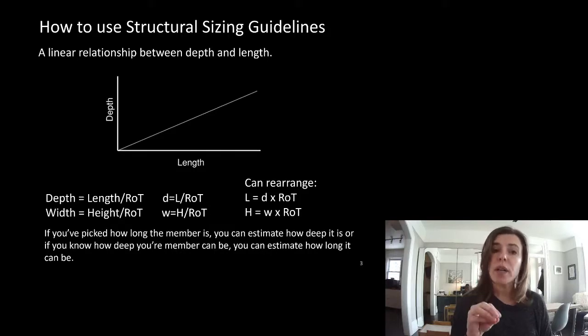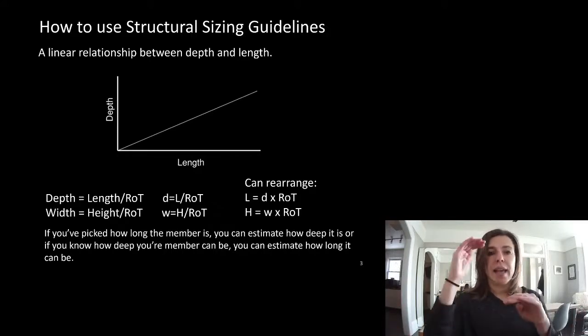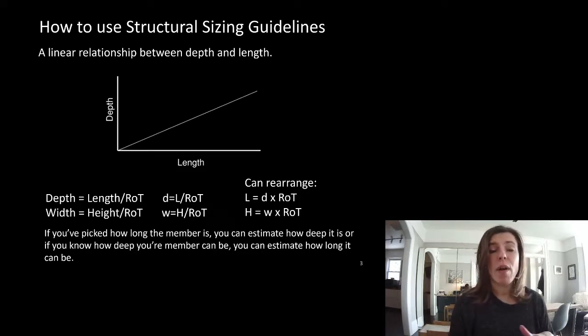Which one is the critical piece of information is going to change depending on the project. If you're building on an existing site and your grid's already set, well, your length is set for you. I just gave an example where depth might be set for you. Or maybe it's irrelevant and you just want to know what beam to be designing in your preliminary drawings. So there's a few options on how you can make use of these sizing guidelines.